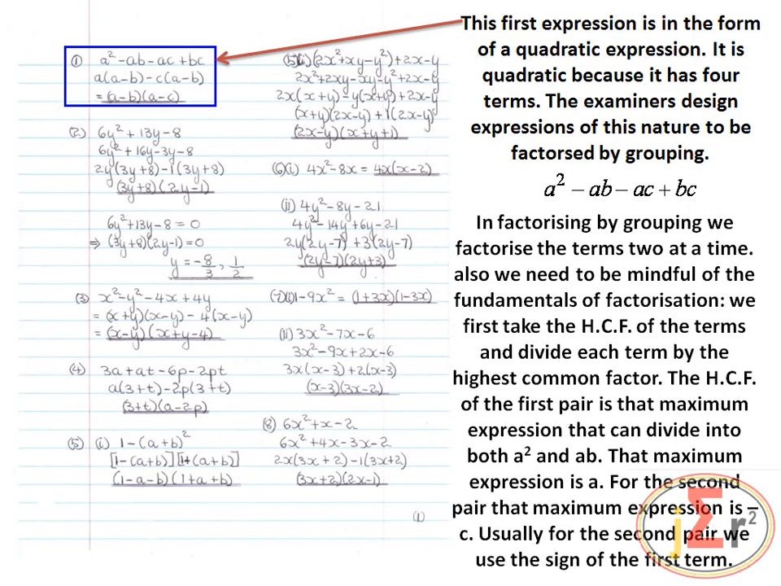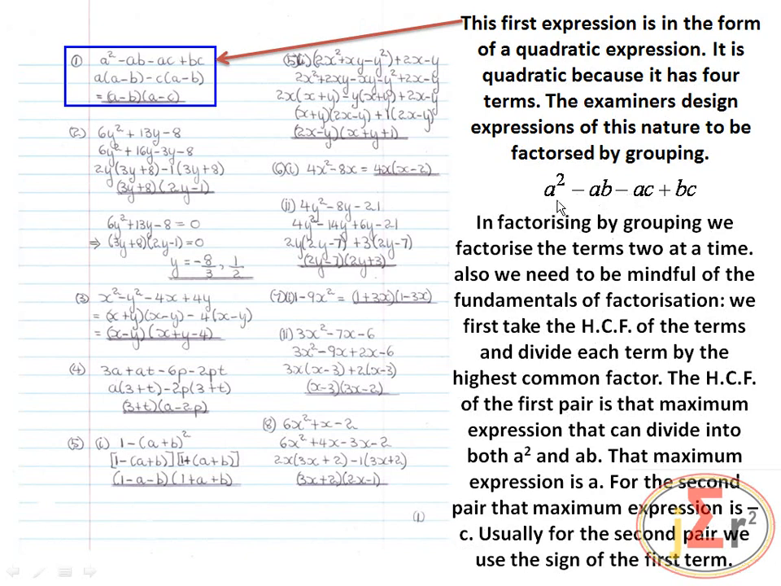For the second pair, that maximum expression is negative c. And we are saying negative c, we can obviously see that c is common in the two terms. We can see it right here. However, we are opting to use negative c as our common factor in this particular case because usually for the second pair we use the sign of the first term. So we take in this particular case a common factor of a.